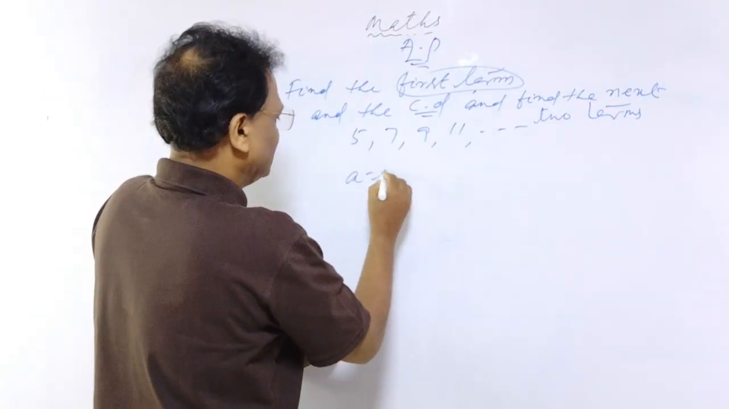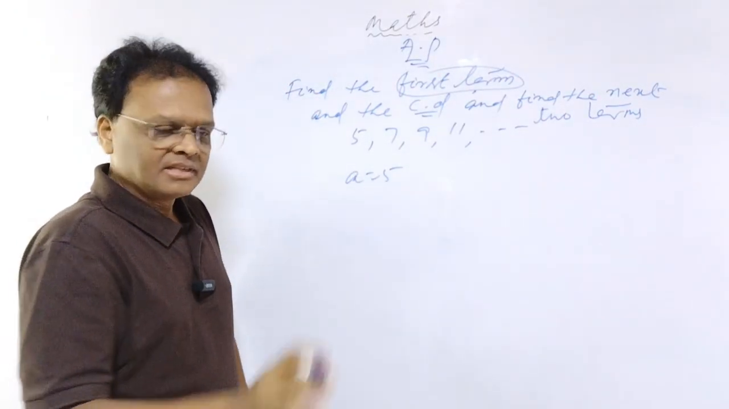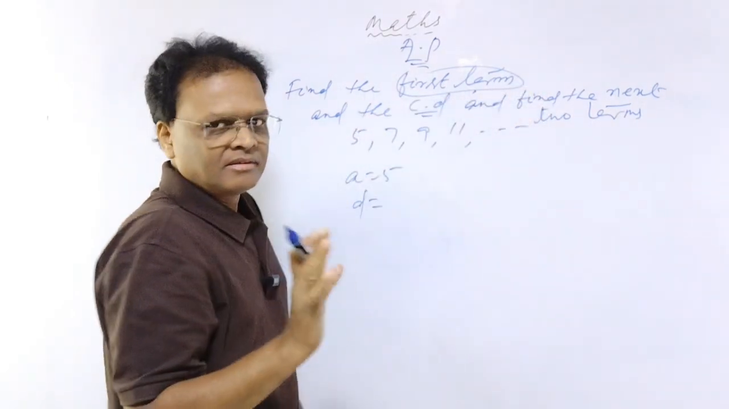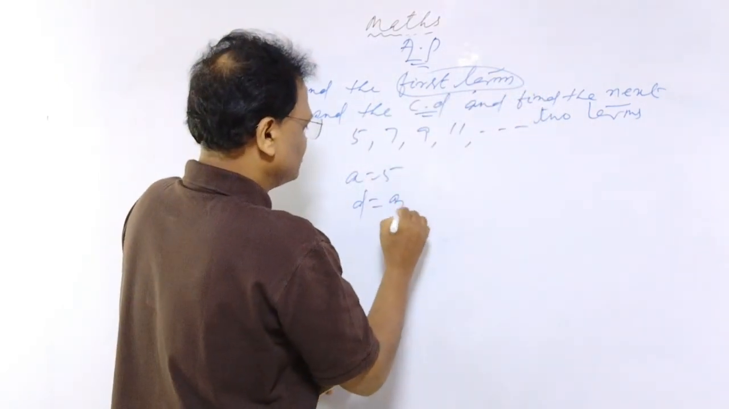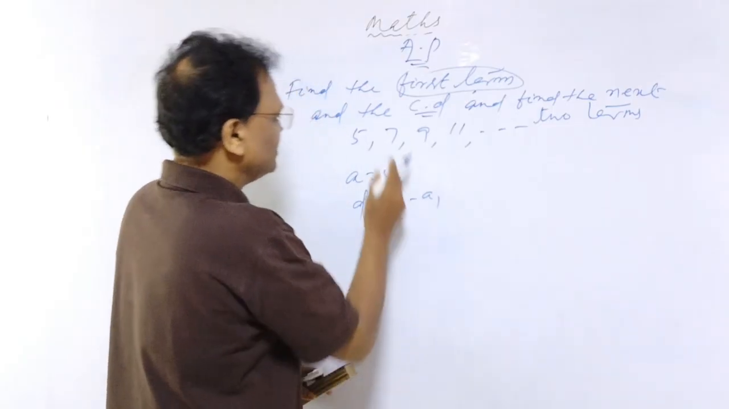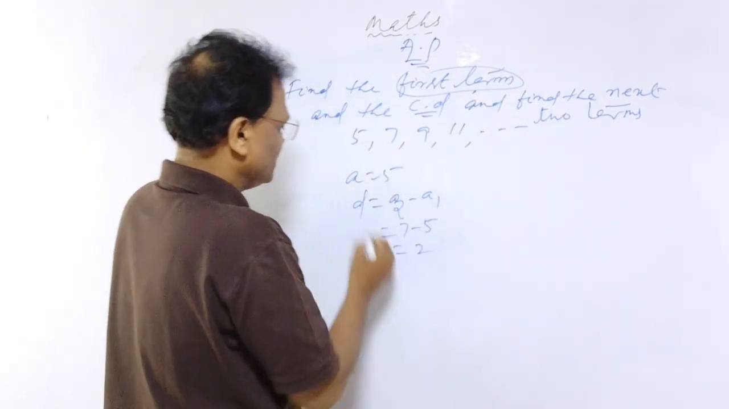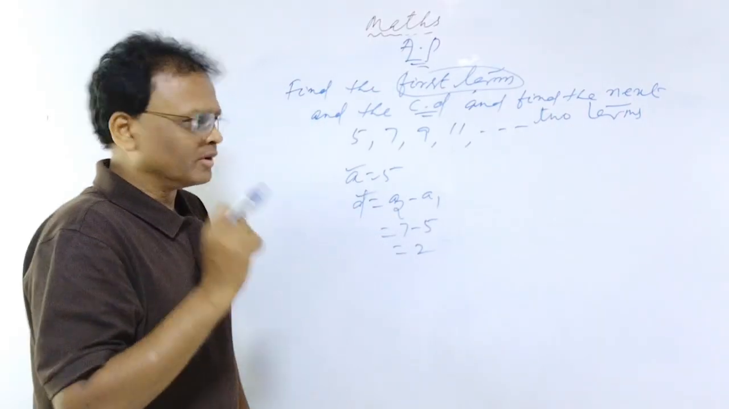So what is your A? As usual, the first term is your 5. D formula, I told you, in AP, D is equals to A2 minus A1. What is my A2? My A2 is 7, minus 5, that is your 2. So first term over, common difference over.